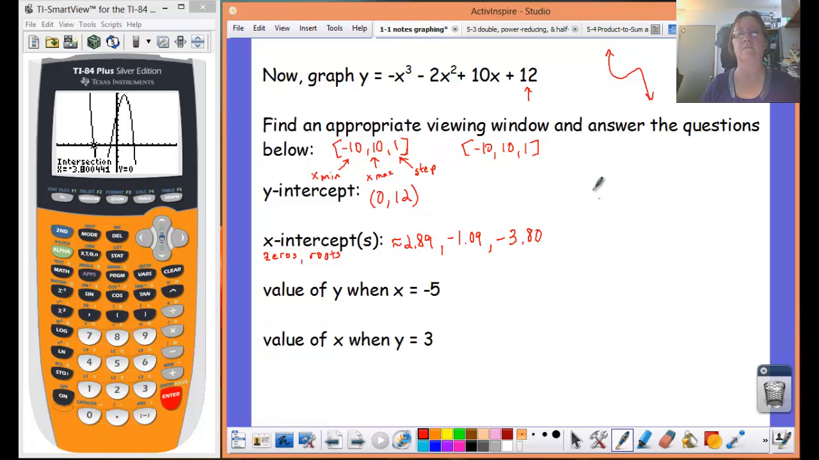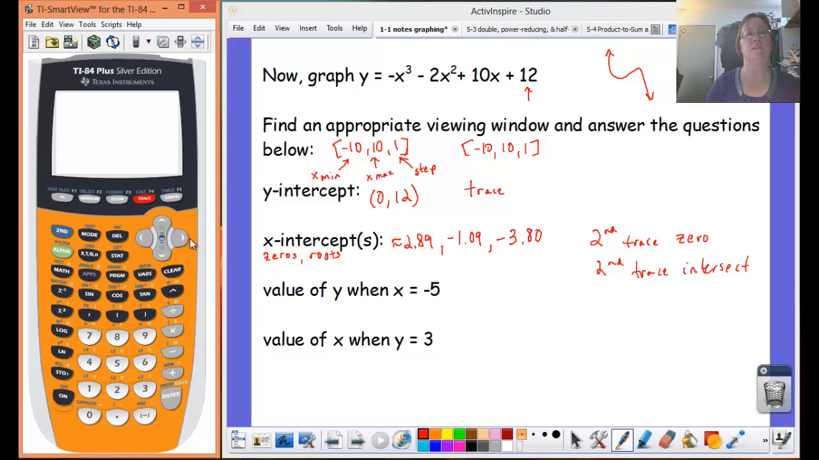It's time to write some things down here. The y-intercept we found by pressing just trace, and we looked for the spot where x was 0. To get the x-intercepts, we used second trace and zero. We also used second trace and intersect. To find the value of y when x is -5, that also is a second trace function.